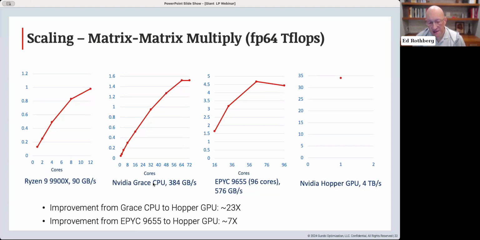On the NVIDIA Grace CPU, we top out at about 1.5. On the EPYC, the 96-core, probably the fastest CPU right now, we top out at about 4.5. And on the NVIDIA GPU, we top out at about 34 teraflops.